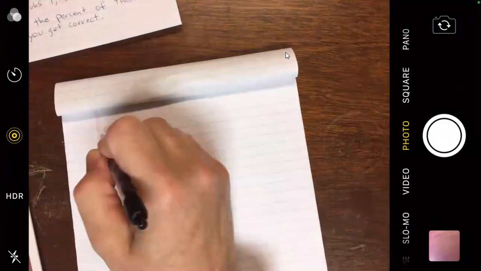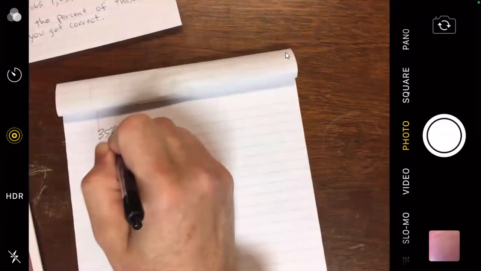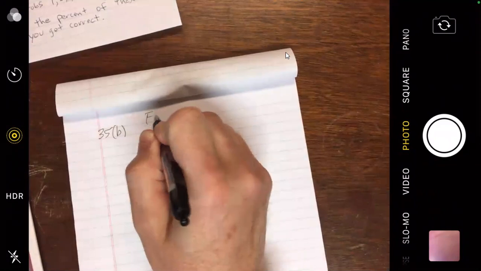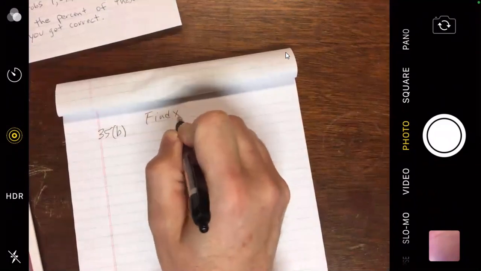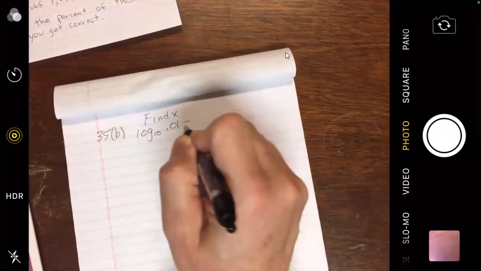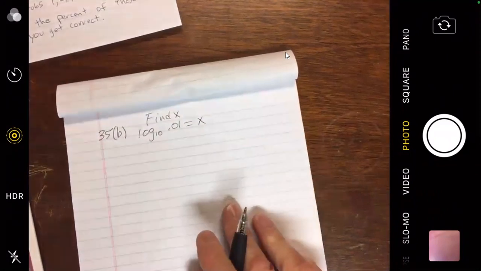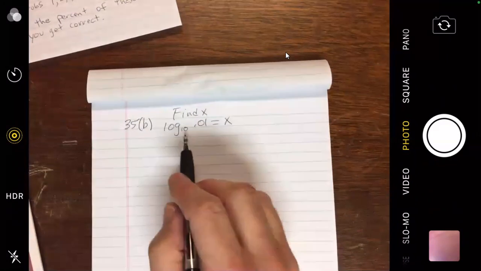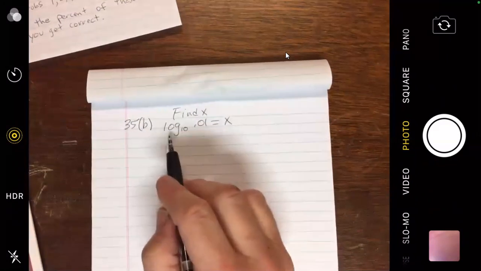We can try maybe a tougher one like 35b. Find x again. Log base 10 of 0.01 equals x. You can actually punch this on the calculator, and they usually don't tell you it's base 10 when they use LOG. It's just understood. You can actually punch this if you want.